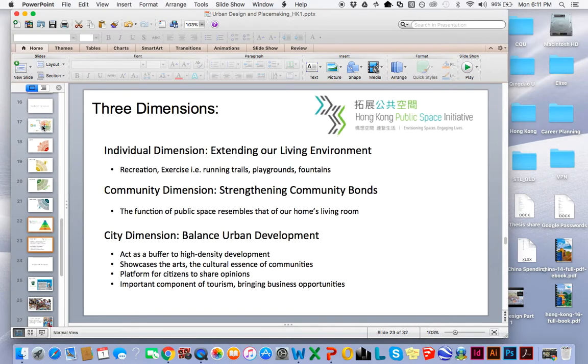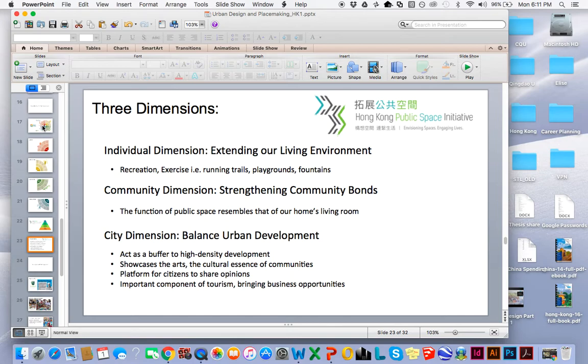These are just 2. And from the Hong Kong Public Space Initiative, they've identified 3 dimensions that you can keep in mind when you're analyzing a public space and the users of that space. So there's the individual dimension, which is essentially an extension of your personal living area. Many of the apartments in Hong Kong, I understand, are quite small, and so a lot of socializing and in particular recreation occurs outdoors. And so public space is often used for these types of purposes.